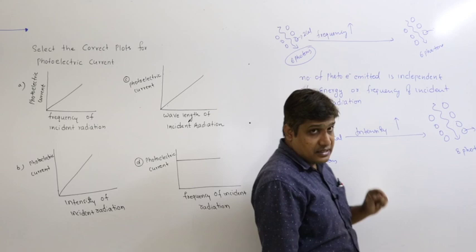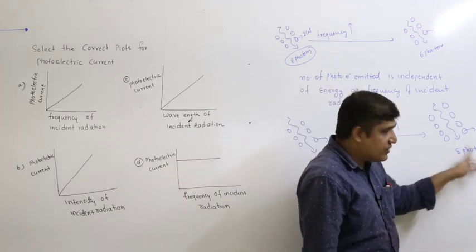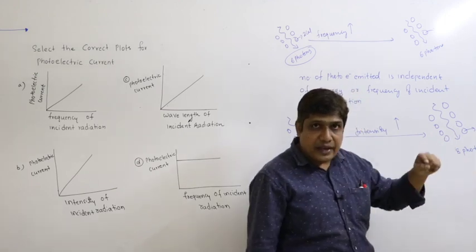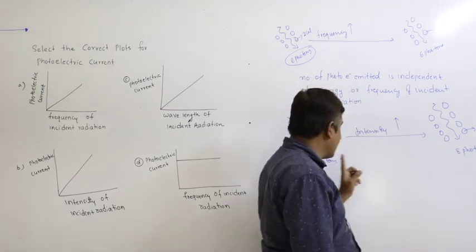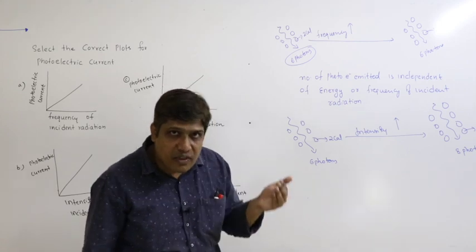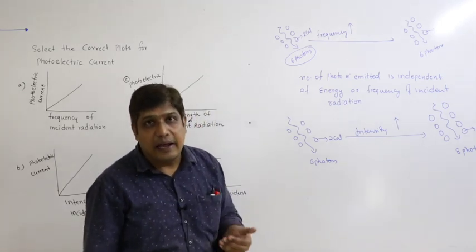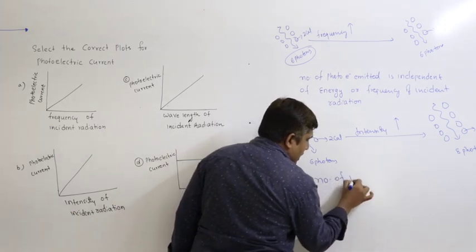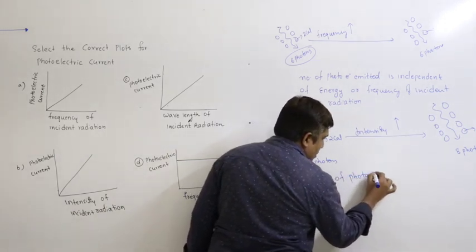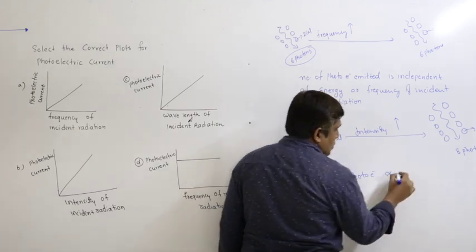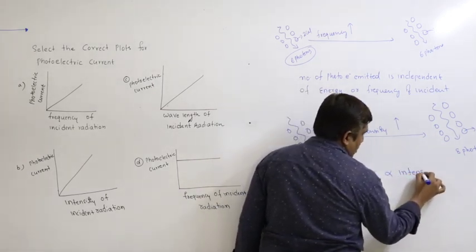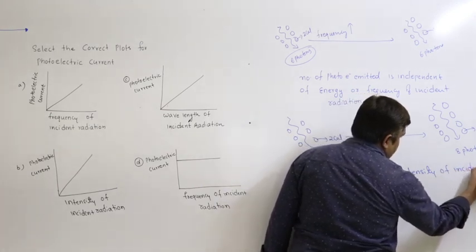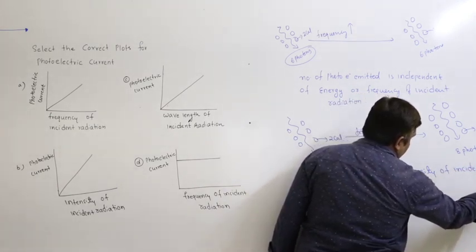When I increase the intensity, at a given instant, 8 photons are available. Right? So 8 photons are absorbed by 8 electrons, so the number of photoelectrons is increasing. The more the number of photoelectrons, the more will be the photoelectric current. So the number of photoelectrons is directly proportional to the intensity of incident radiation.